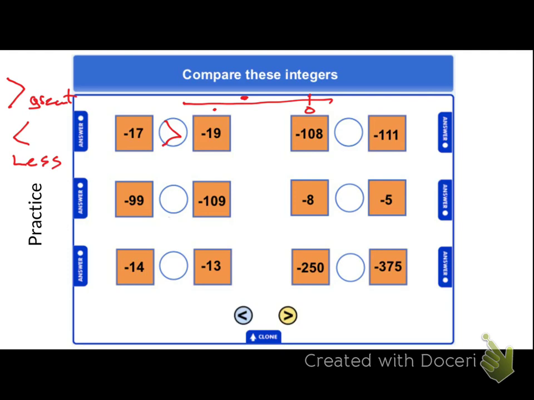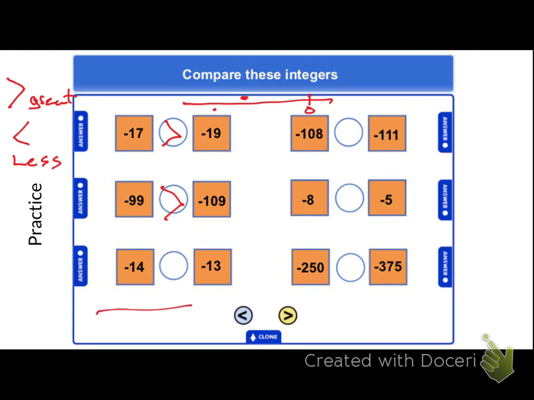Which one would be closer to 0, negative 99 or negative 109? Well, negative 109 is going to be farther away because it has a bigger absolute value to the left. So negative 99 is greater than negative 109.